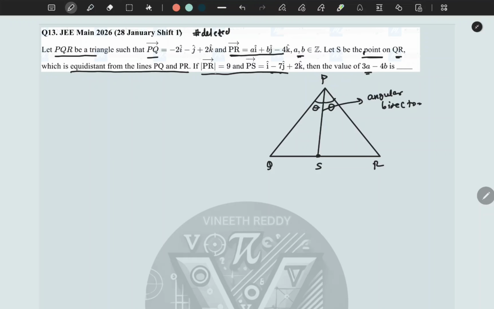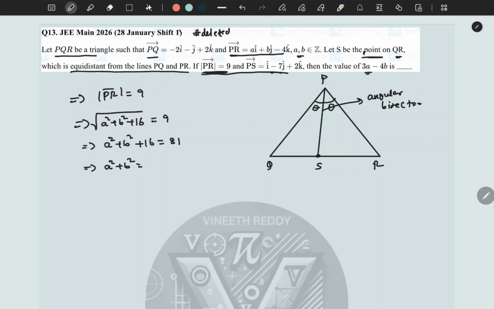From this, what can we say? Mod PR is 9. That means under root of a square plus b square plus 16 equals 9. Squaring both sides, we get a square plus b square plus 16 equals 81, and a square plus b square will be 81 minus 16, which is 65. And we need one more equation to find the values of a and b, and if we get the values of a and b, then we have the answer.